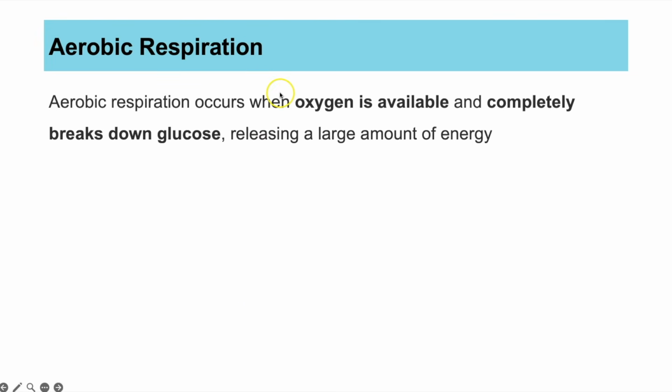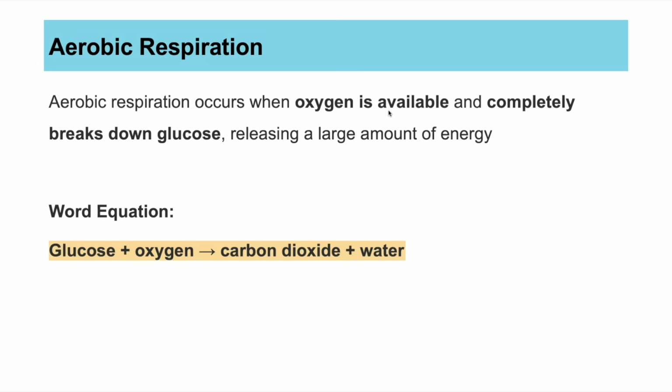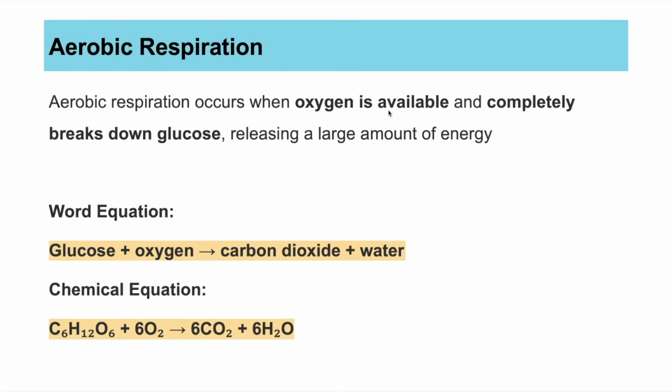Aerobic, we said this is the type of respiration occurring when oxygen is available. It completely breaks down glucose and therefore it releases large amounts of energy. You need to know the word equation and also the chemical equation for this, just like with photosynthesis. And one thing you might notice is it is the opposite of photosynthesis. Photosynthesis was water plus carbon dioxide goes to oxygen and glucose. Aerobic respiration is the opposite. It's glucose plus oxygen goes to carbon dioxide and water, and that releases energy.